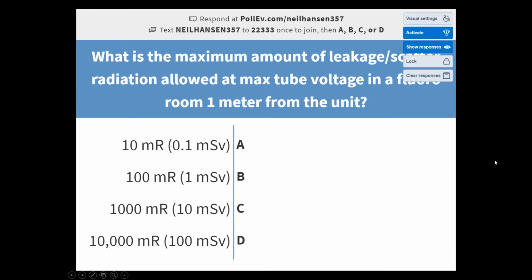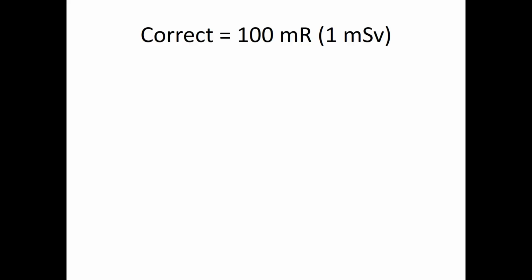All right, next question. What is the maximum amount of leakage or scatter radiation allowed at max tube voltage in a fluoroscopy room 1 meter from the unit? Pause now if you need more time. The correct answer is 100 milliroentgen or 1 millisievert.